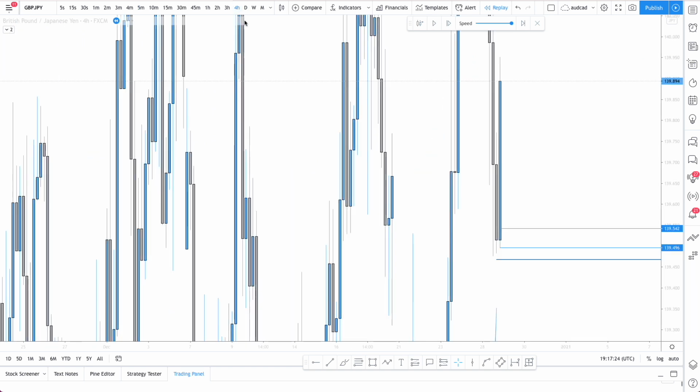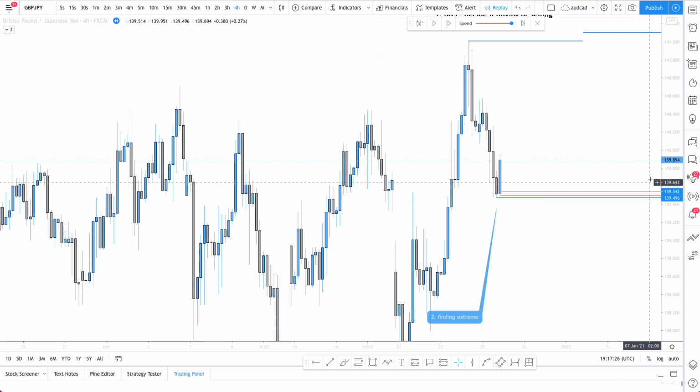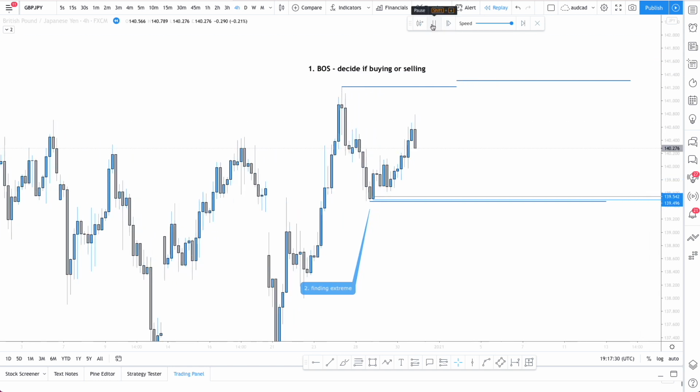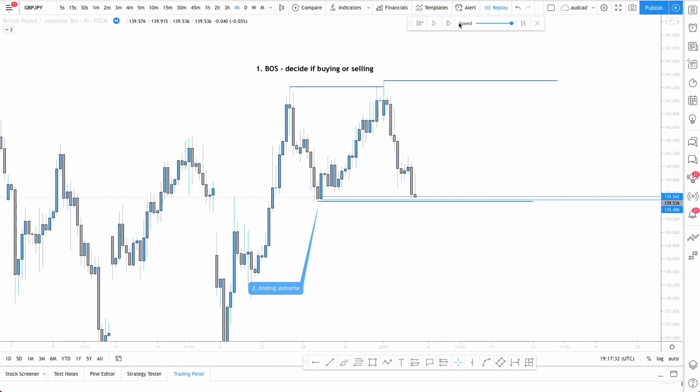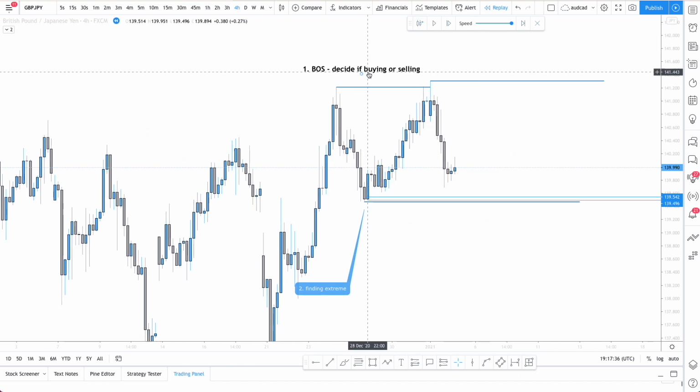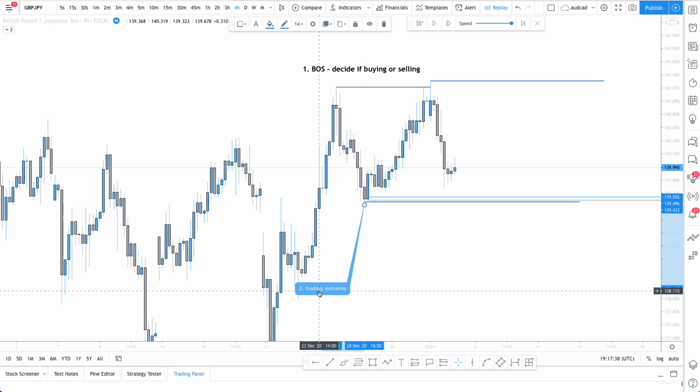So let's go back to the 4 hour. Our first rule is obviously our break of structure, so let that happen. There we go. So we let this happen. Then the next thing is obviously finding your extreme point.